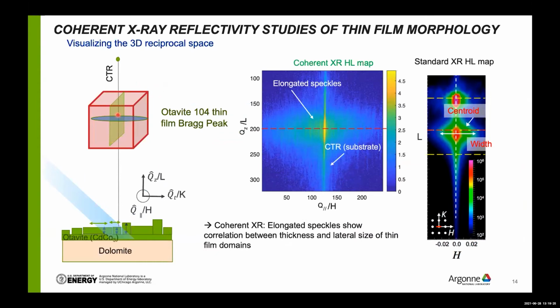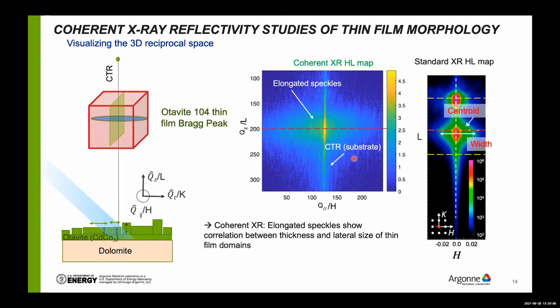So the first cut is along a plane which is parallel to the CTR, the HL map. And here it's interesting to compare an HL map measured with coherent X-rays with an equivalent map, but measured with standard X-ray reflectivity. Because once again, while standard X-ray reflectivity gives us information about the average morphology, so for instance, we can extract the centroid of the thin film Bragg peak and deduce the epitaxial strain. We can extract the average size of the domains by extracting the width of the thin film Bragg peak.